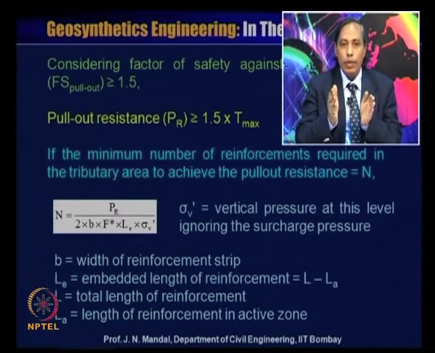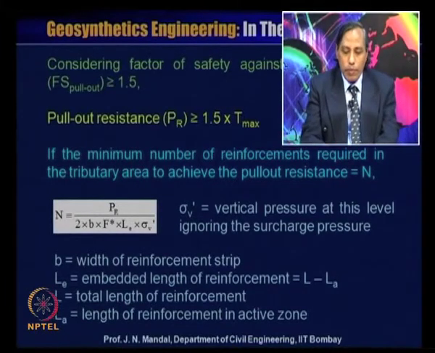Here sigma V dash is the vertical pressure at this level, ignoring any surcharge pressure, and B is the width of the reinforcement strip, and LE is the embedment length of the reinforcement, that is L minus LA, where L is the total length of the reinforcement and LA is the length of the reinforcement in the active zone.